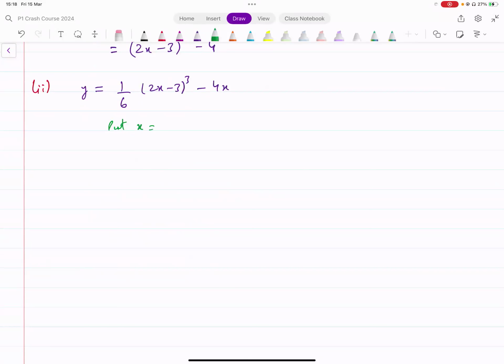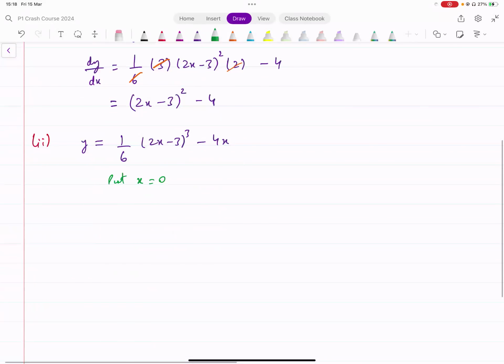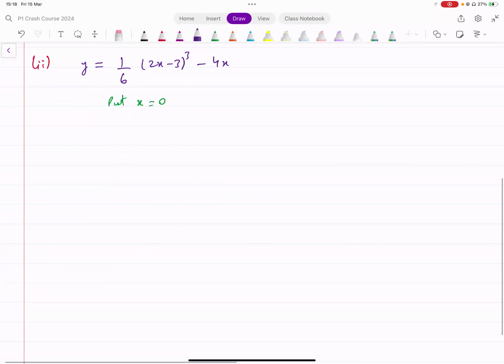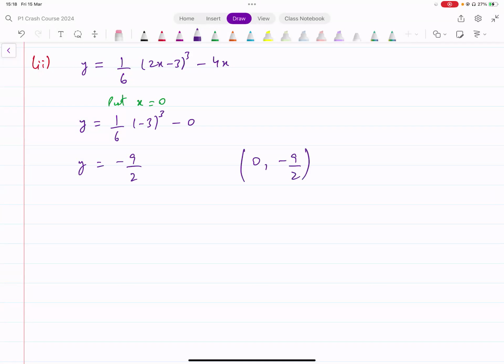Let's put x equal to 0 to find the y-intercept. That gives us y equals 1 over 6 into minus 3 whole cube minus 0. And that's minus 27 over 6, which can be simplified to minus 9 over 2. That's minus 4.5. That's the y coordinate. This is the point that we have then, (0, minus 9 over 2). This is the y-intercept. We could actually just use this now.